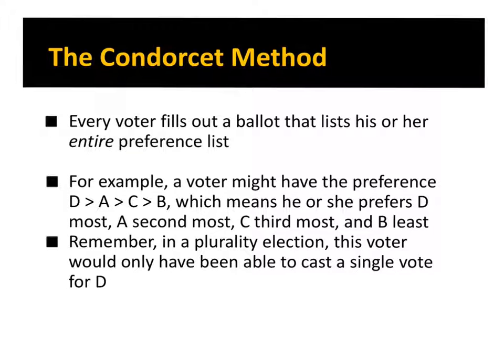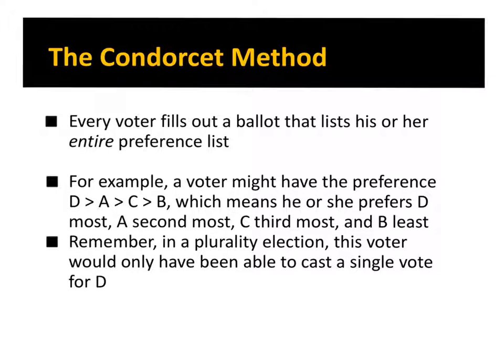Okay, a little introduction to the Condorcet method. In the Condorcet method of voting, every voter fills out a ballot, listing his or her entire preference list. For example, a voter might have the preference D is greater than A, is greater than C, is greater than B, which means that he or she would prefer D most, A second most, C third most, and B least.